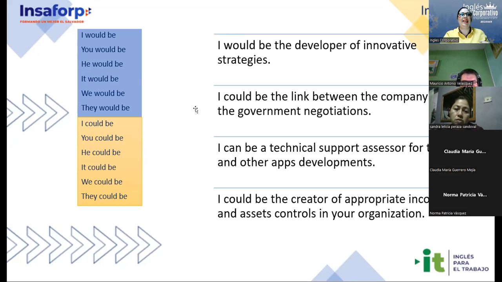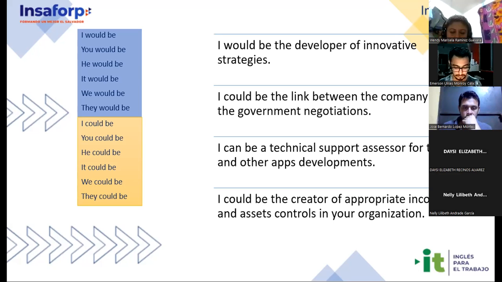All right. Who wants to read the last one? Okay, Sandra, go ahead. All right. Maybe she's not ready. Emerson, please read the last one. "I could be the creator of the appropriate incomes and access controls in your organizations."